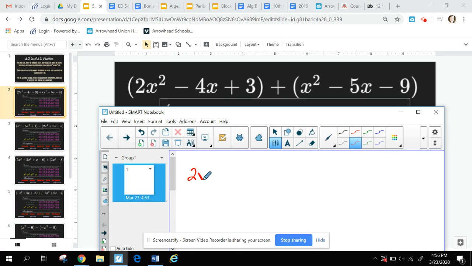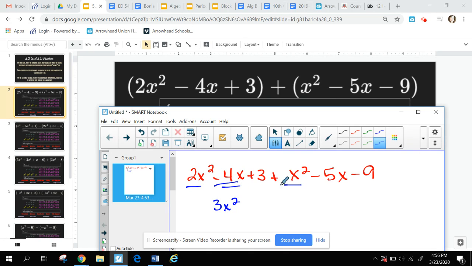So I have 2x squared minus 4x plus 3. And now I'm adding, so that's not going to change anything. So now I'm adding x squared minus 5x and minus 9. So you're going to go ahead and combine any like terms. So 2x squared plus x squared gives me 3x squared. Negative 4x minus 5x gives me negative 9x. And then my constants, I have positive 3 minus 9, so that's going to give me minus 6.